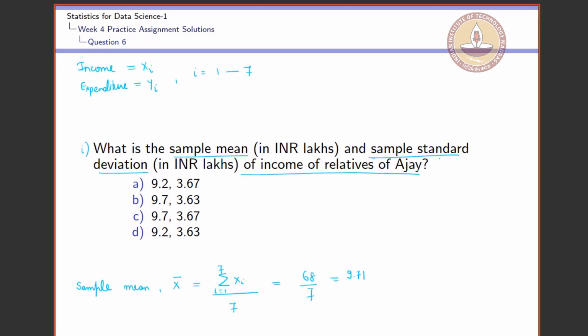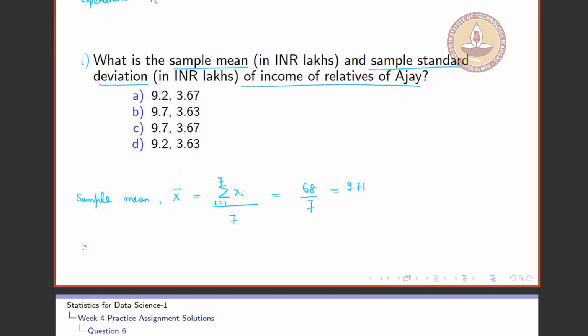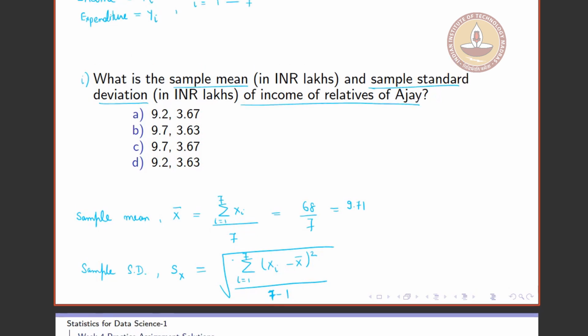Now we have to calculate the sample standard deviation. So what is the sample standard deviation? The sample standard deviation for the income of relatives of Ajay, denoted by Sx, is equal to the square root of the sum over xi minus x bar whole square, where i is varying from 1 to 7, divided by 7 minus 1, where 7 is the total number of relatives that Ajay has taken into consideration.